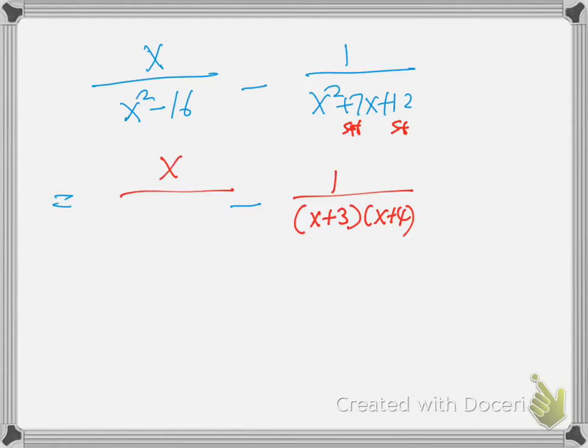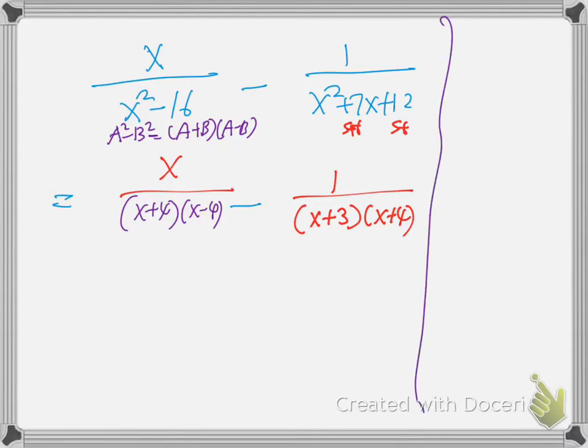For denominator 1, we use a squared minus b squared, right? a squared minus b squared is a plus b times a minus b. So here a is x, b is 4. So we get x plus 4 times x minus 4.